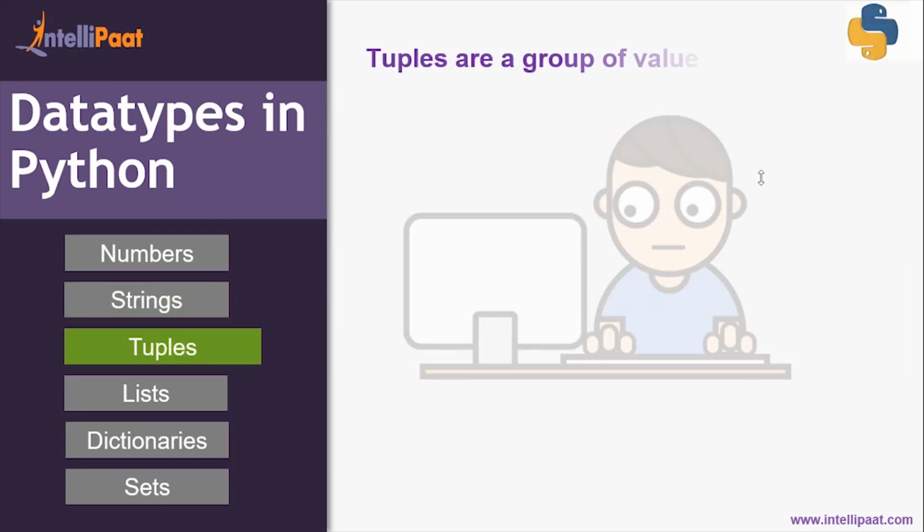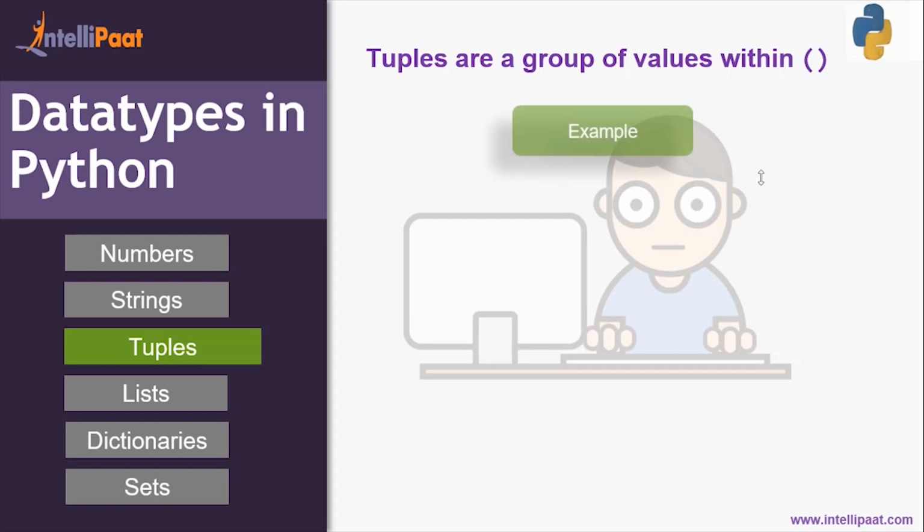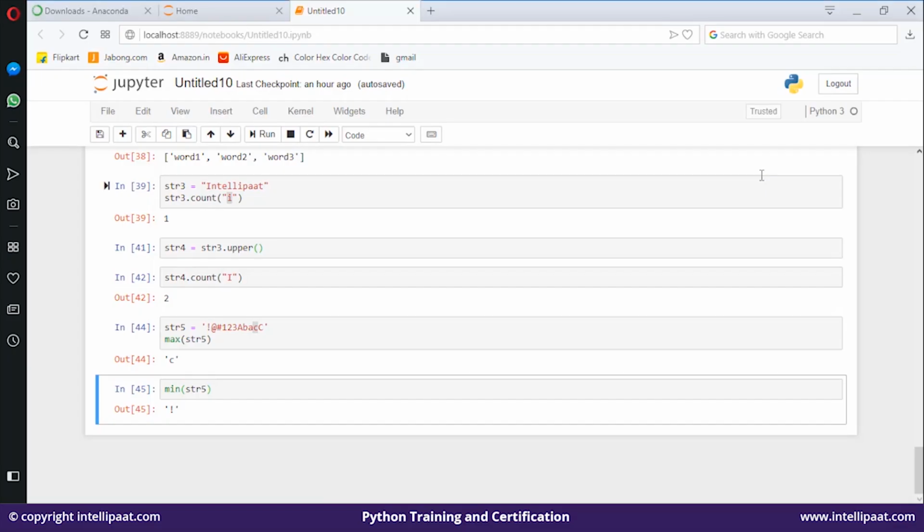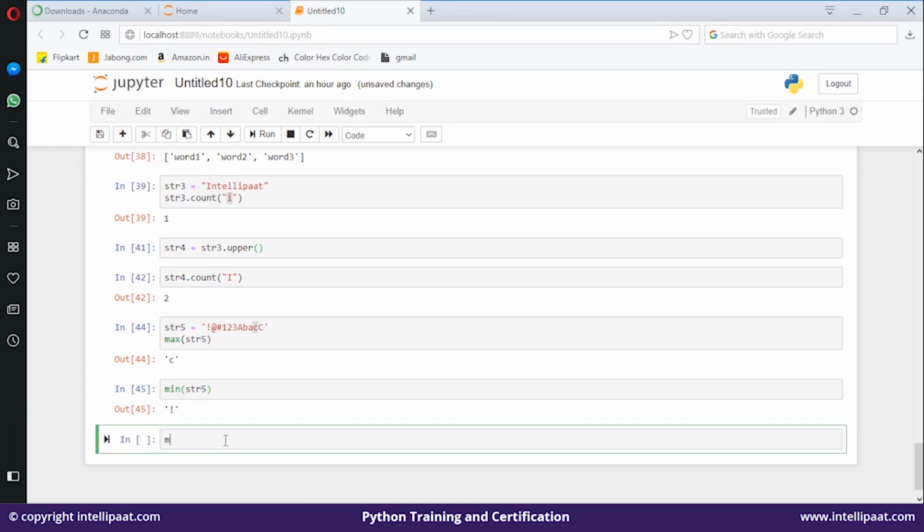So next we have is the tuple. Tuples are a group of values within the parentheses, and since they are an immutable data type, the values within the tuples cannot be changed. For example, we have defined a tuple up here as my group equal A, B, C and D. Alright. So this is the example of a tuple. Let's move ahead and perform some operations on it to understand it in detail. Let's get back to our Jupyter notebook. Let's define a tuple as my tuple equal, within the parentheses, I'll mention A, then B, then C and D. Alright, so this is my tuple.